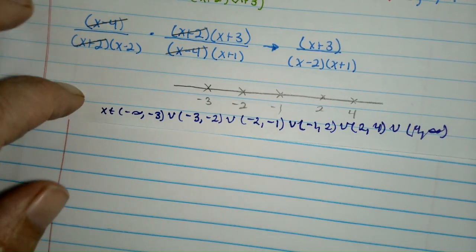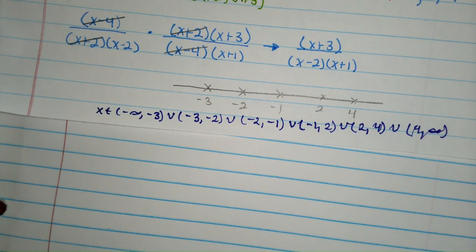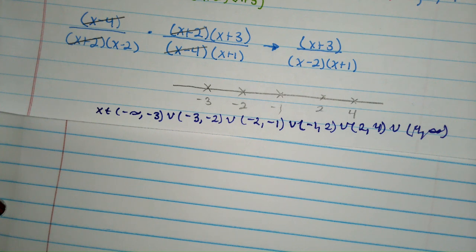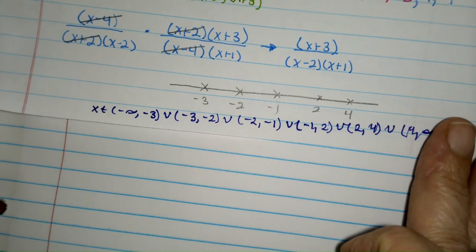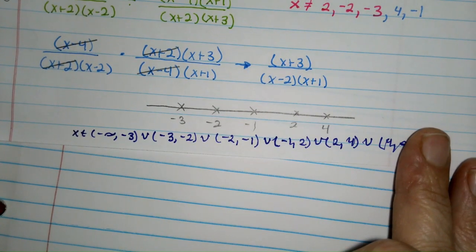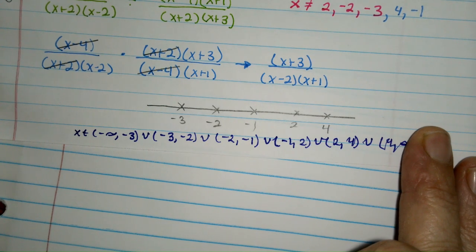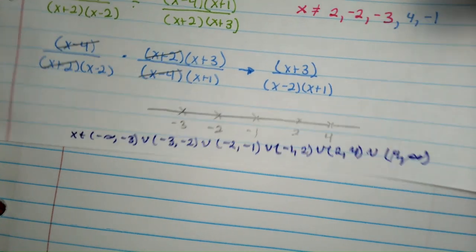Sorry about the pen drags there. So this is one of those that is a bit redundant to ask somebody to write the domain down for, but sometimes noting where x cannot be is a lot simpler than writing down the true domain. So that's why we just had that list of x cannot equal 2, negative 2, negative 3, 4, negative 1. So I find multiplying and dividing rational expressions very easy.